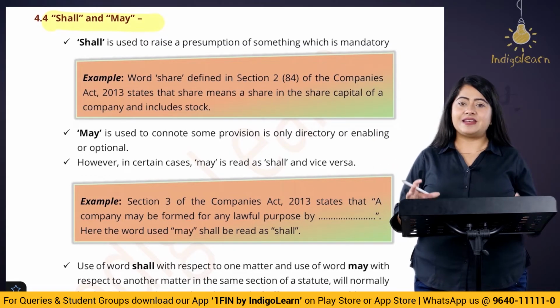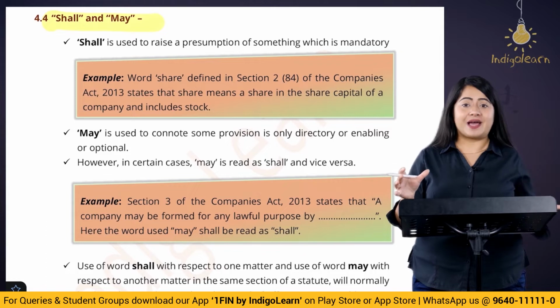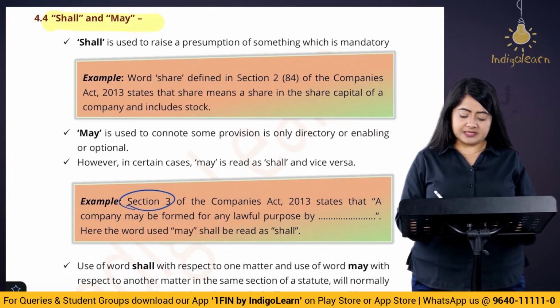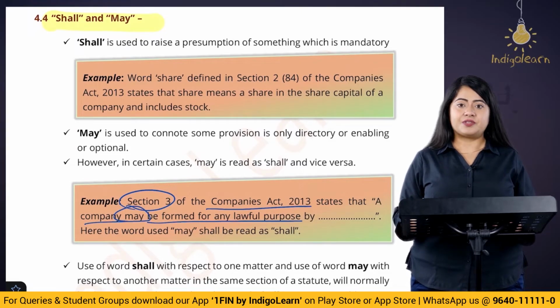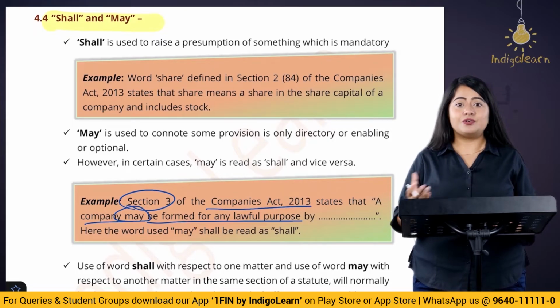Now, sometimes in the enactment, it also happens that the lawmakers write the word may, but actually the meaning of that word should be shall. Sometimes it happens, okay? For example, we have section number 3 of the Companies Act, which says that a company may be formed for lawful purpose. Okay, here the word may has been used. Does it mean that the company can be formed for unlawful purpose also?